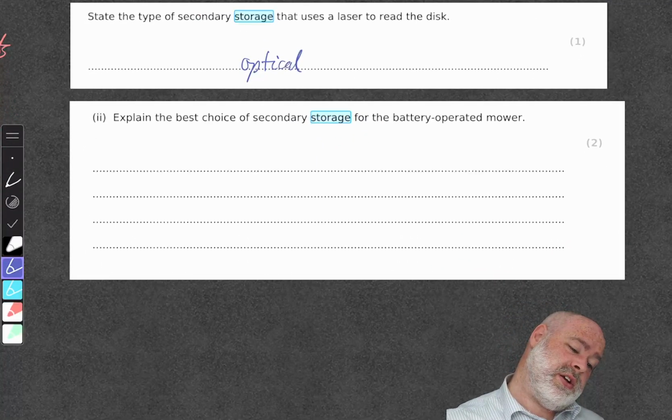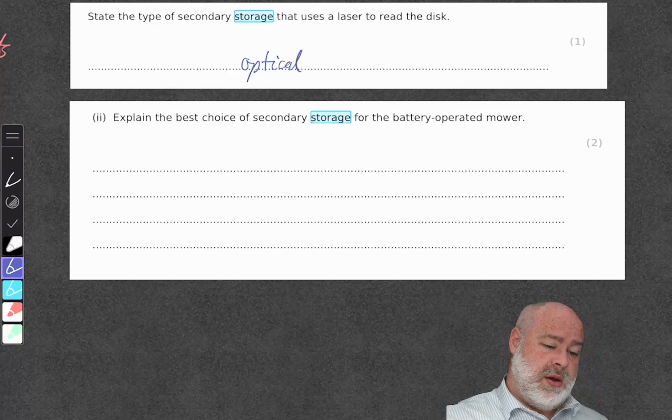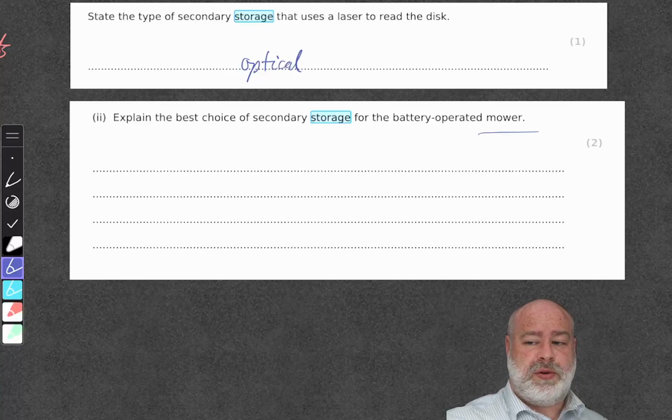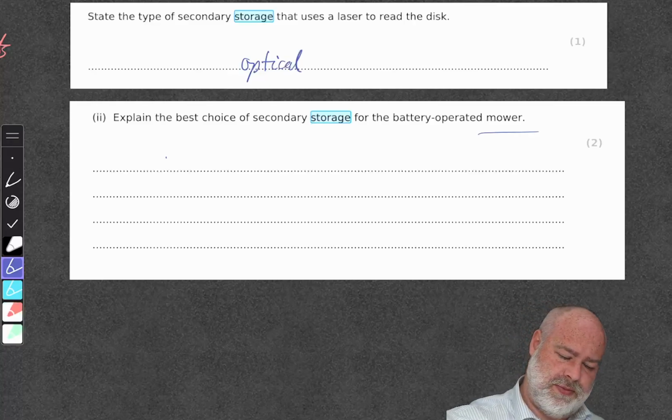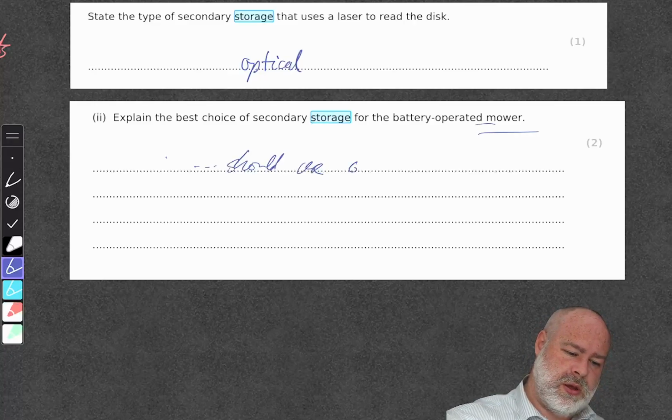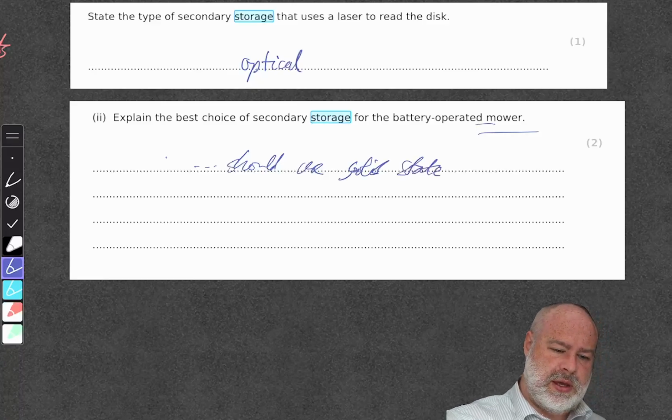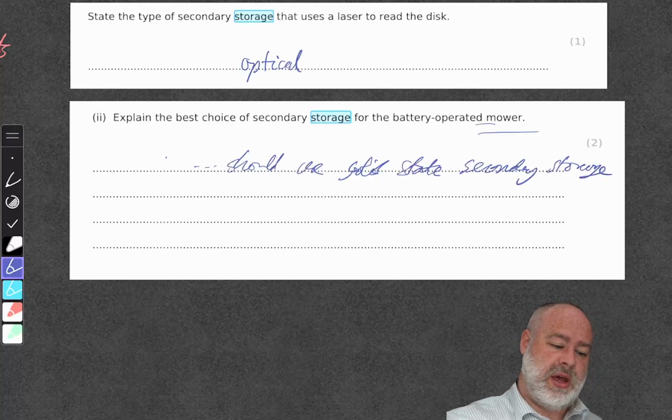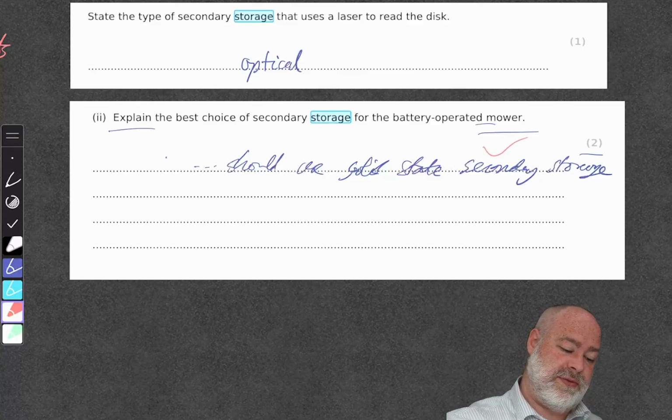Explain the best choice of secondary storage for a battery operated mower. Well, a mower is something that's moving around a lot, isn't it? So as we just said, like my Walkman, it would be better to use solid state secondary storage. That is the best answer to start off with, but it is explained and it's 2 marks, so even though that's enough certainly for a mark, I want to add more.